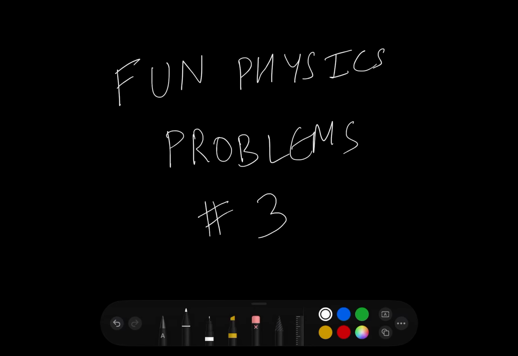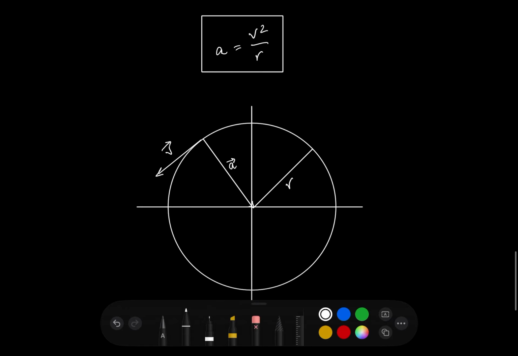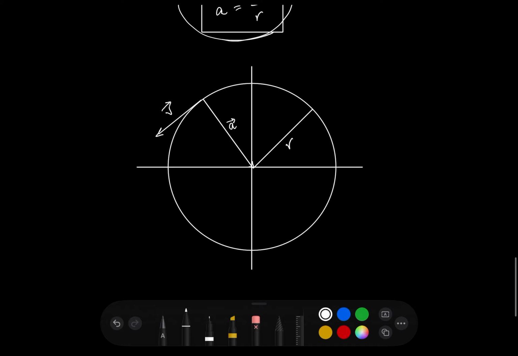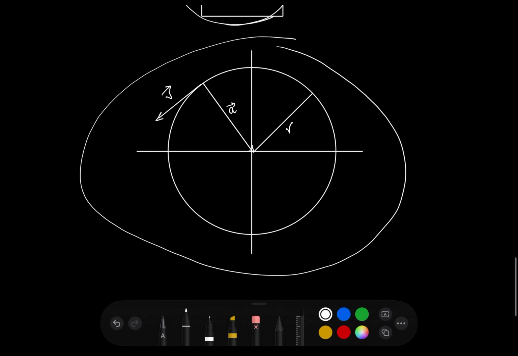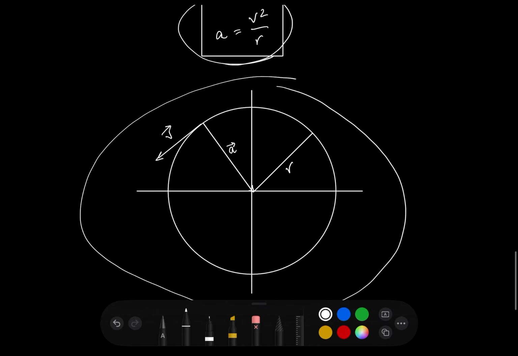Today we're going to look at problem number 3 and here it is. So we're going to try and rederive the expression for the relation between acceleration, velocity and the radius in circular motion. So I think let's dive right in. So this is of course the expression we're going to try and derive, and this is the scenario. So this is just a visual illustration of what's going on.